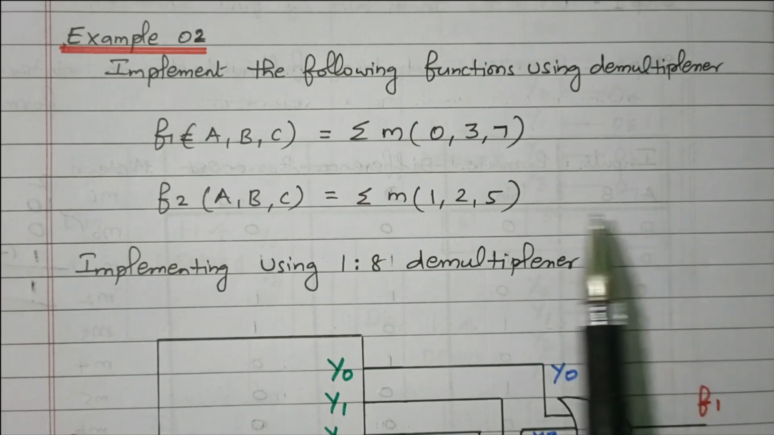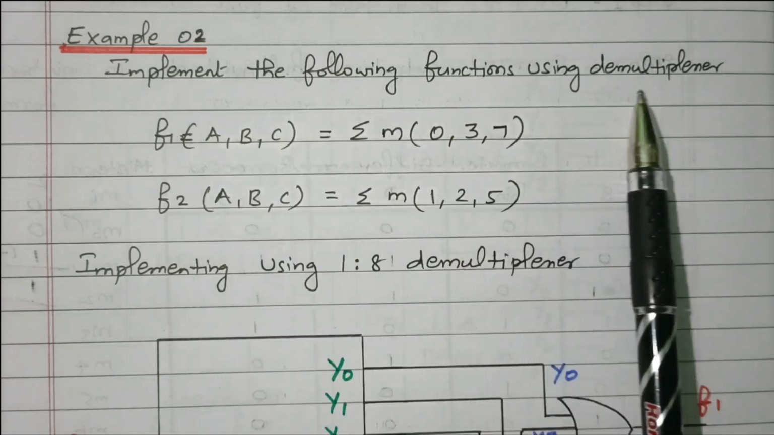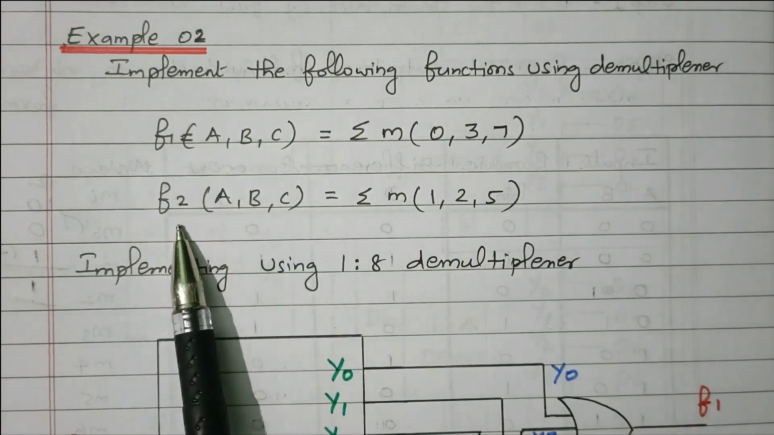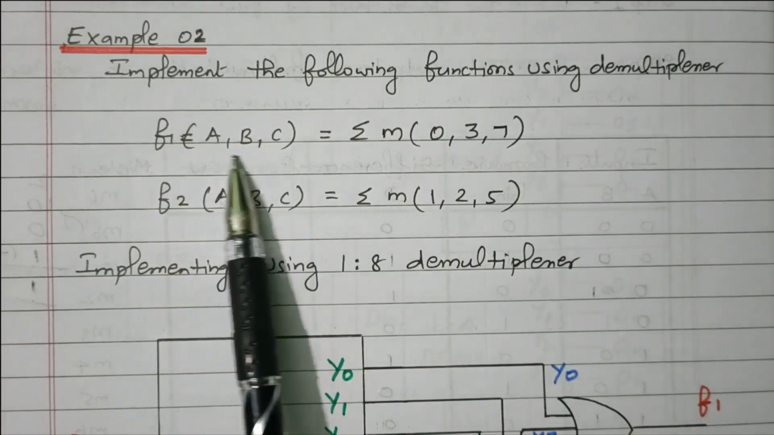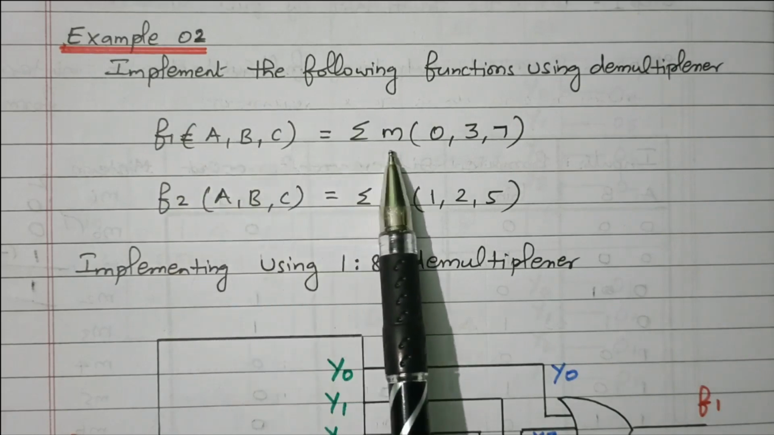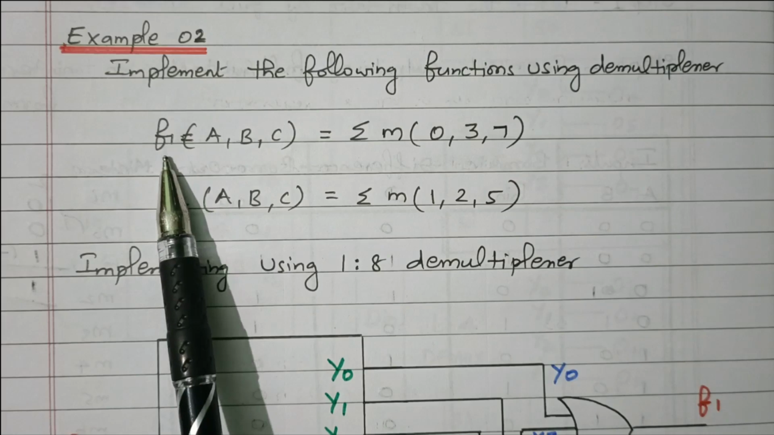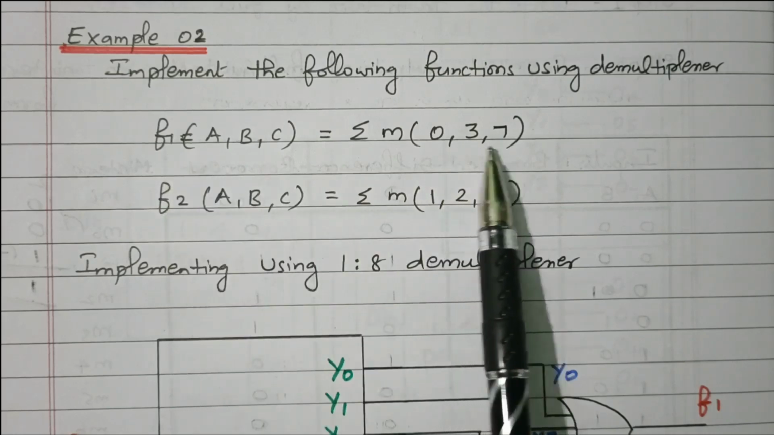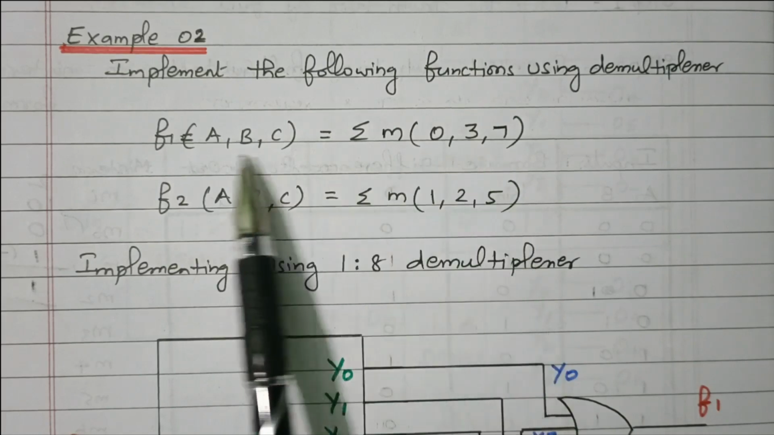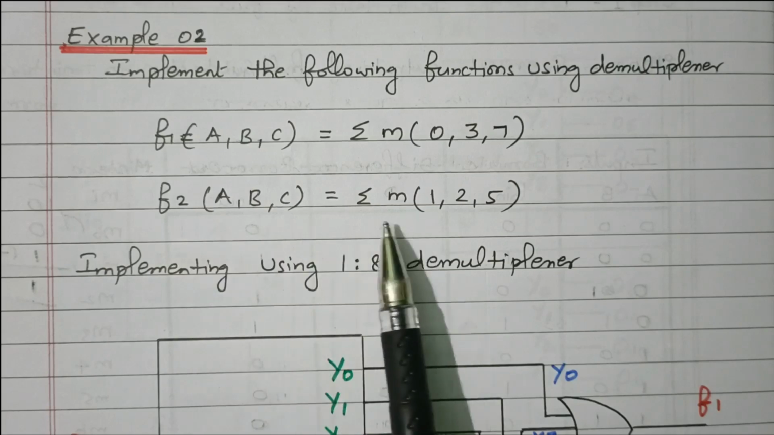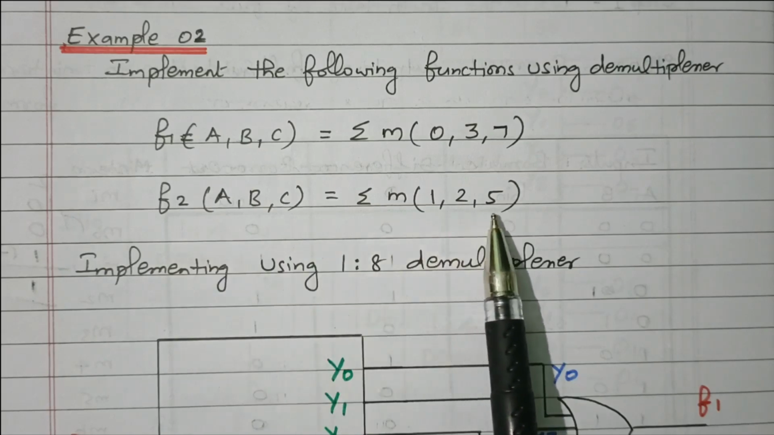Now we'll go to the topic: implementation of Boolean functions using the demultiplexer. Here 2 functions are given, F1 and F2. The inputs are 3 variables, A, B, C. The functions are given as sums of min terms. Function F1 has the min terms 0, 3, 7. Only these 3 min terms are given for function F1. Similarly, function F2 needs the sum of min terms 1, 2 and 5.